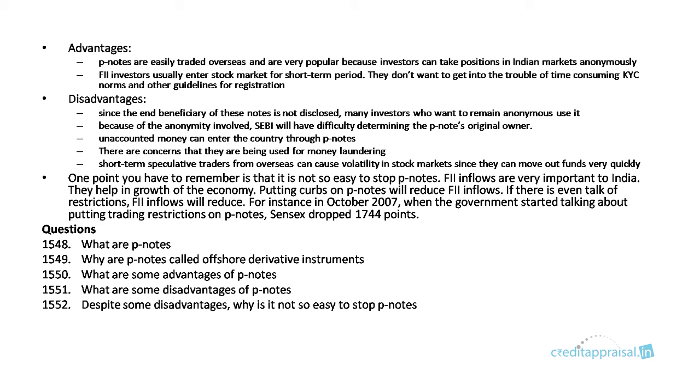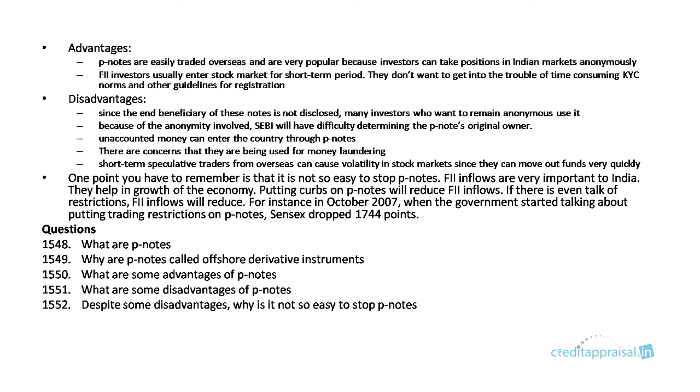But the disadvantages are, because the end beneficiary is not disclosed, many investors who want to remain anonymous use it. Because of the anonymity involved, SEBI will have difficulty in determining the original owner. A lot of unaccounted money can enter the country through these P notes, and there are concerns that they are being used for money laundering. And short-term speculative traders from overseas can cause volatility in stock markets because they can move funds very quickly.